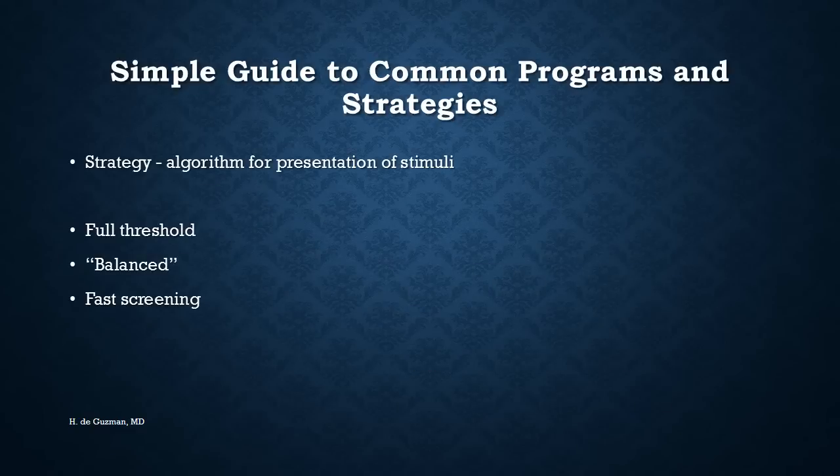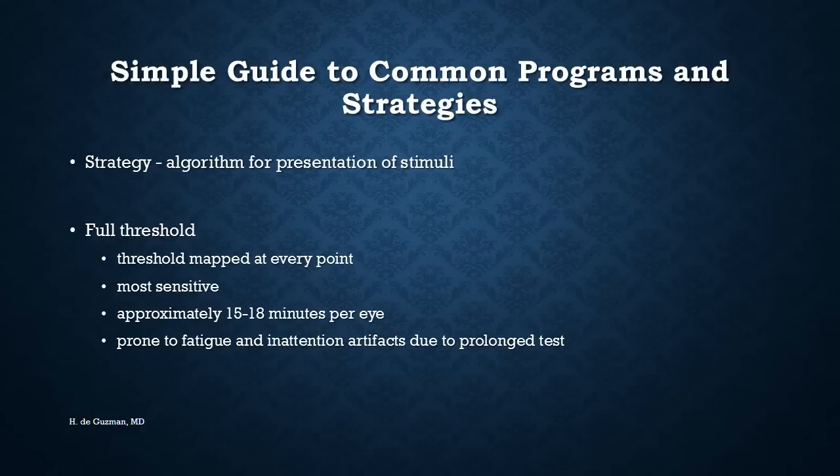The strategy is the algorithm that the machine uses for presenting the stimuli to the patient. In general, there are three types: the full threshold, what I like to call the balanced, and the fast screening. The full threshold test maps the threshold at every point on the matrix. It's the most sensitive, but it's also prone to artifacts due to fatigue and inattention because of the long test time. 15 to 18 minutes per eye is very long.